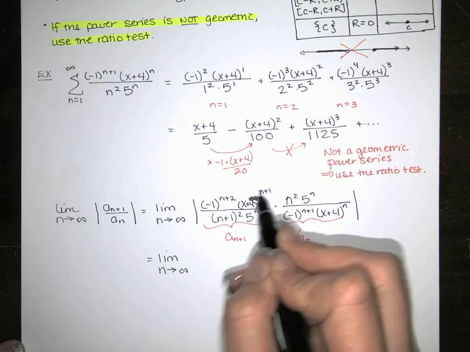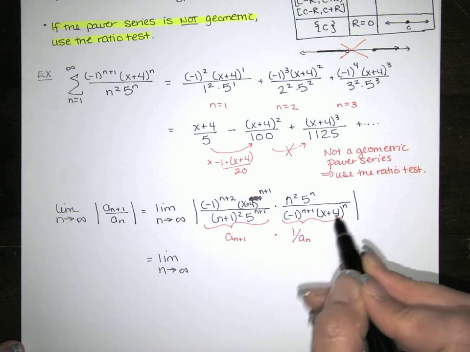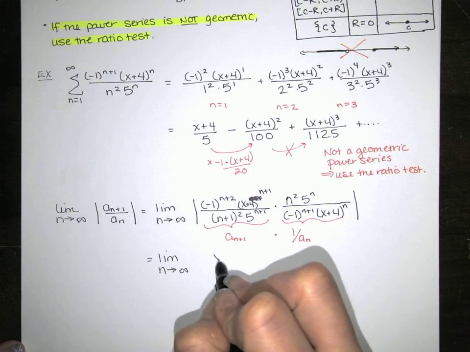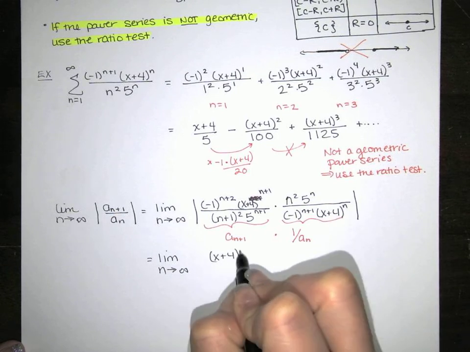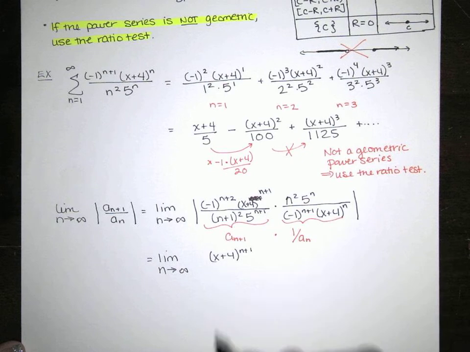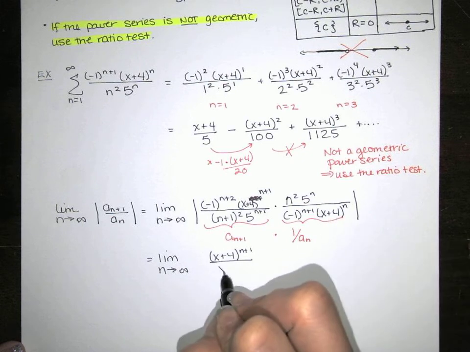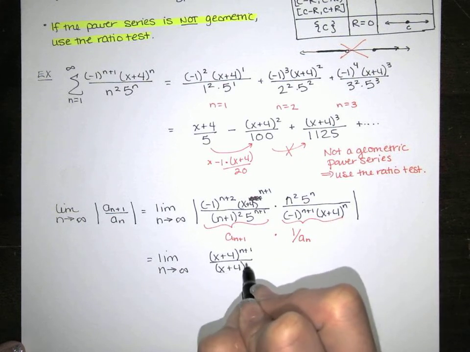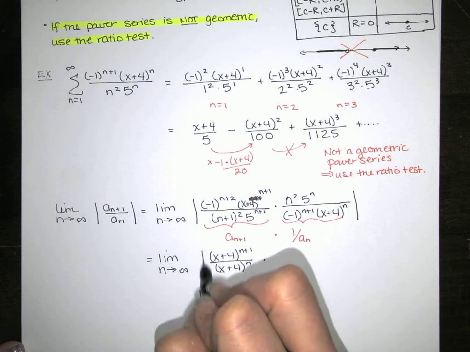So I'm going to group my (x + 4) to the n plus 1 and my (x + 4) to the n together. As long as you keep expressions in the numerator and expressions in the denominator, it's fine. Everything will stay equal.